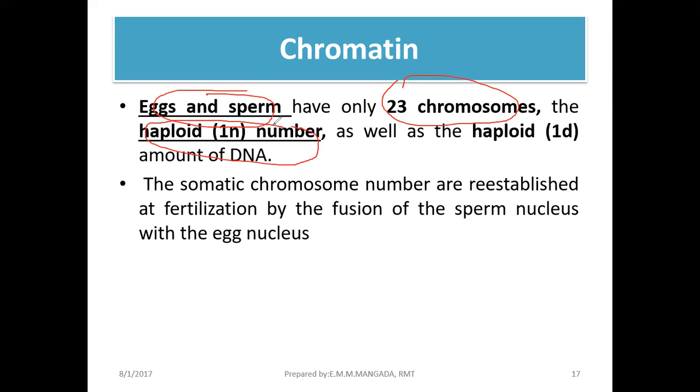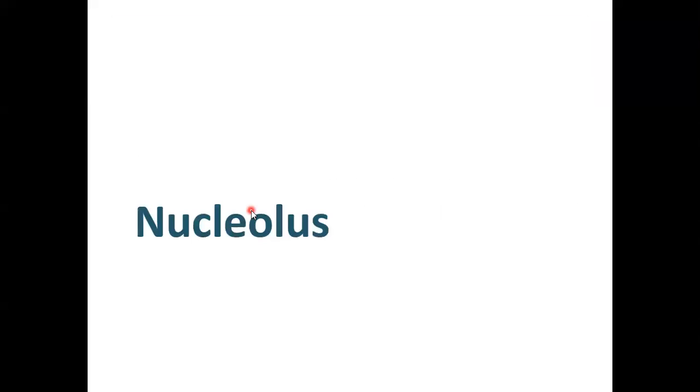Okay, number ng chromosomes sa egg cell, tapos ganun din sa sperm cell, as well as, of course, haploid amount of DNA. Okay, so the somatic chromosome number are reestablished at fertilization by the fusion of your sperm nucleus with your egg nucleus. Thus, we have your 2N or yung diploid ninyo. Okay? So, ayan. That's only an overview, kasi hindi natin po ito sakop. This is for your other subject.